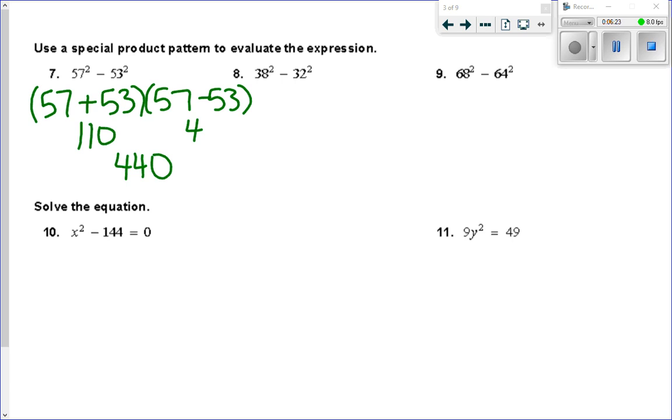So we're going to solve the equation. So we're solving for 0. I see I've got a perfect square here, a perfect square here, and a negative in the middle.